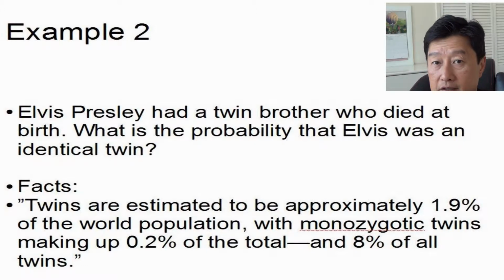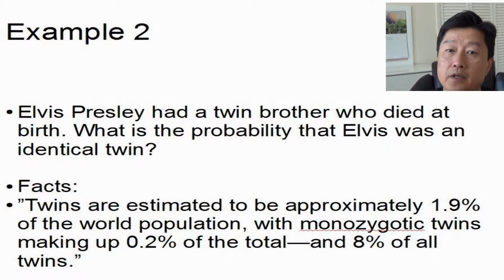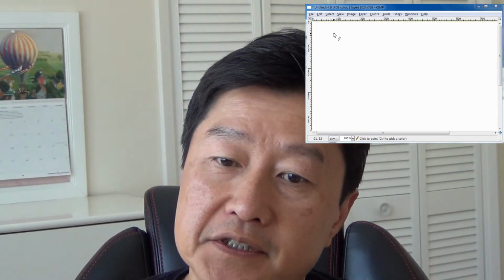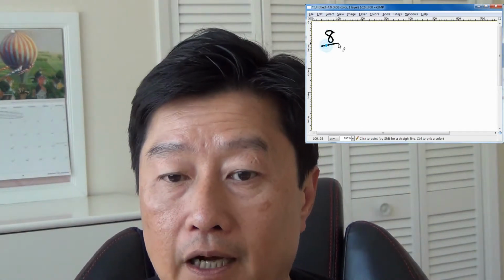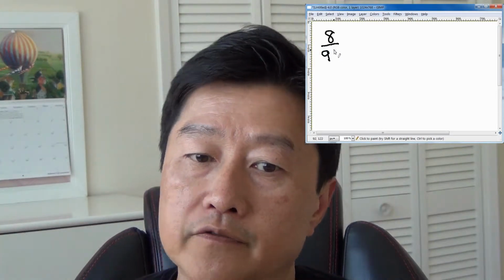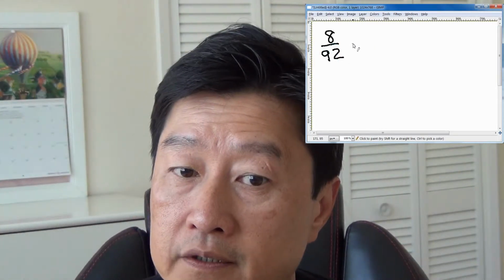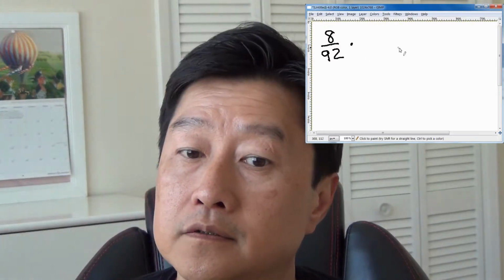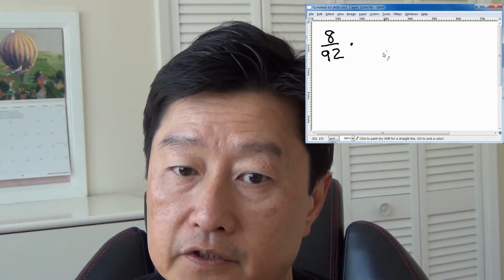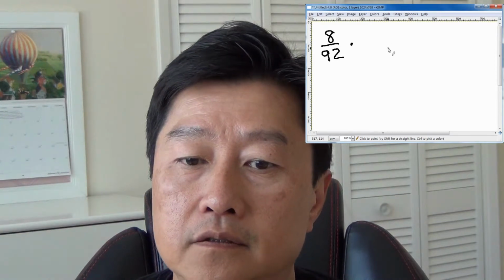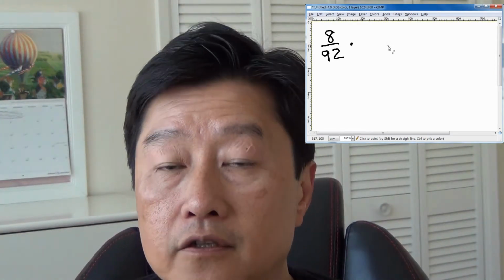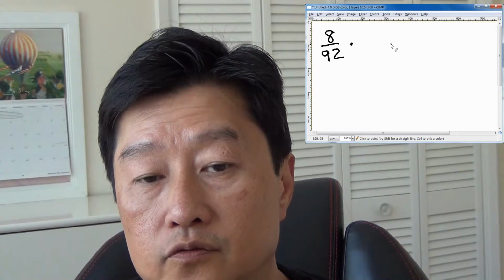You need the following facts. Twins are estimated to be approximately 1.9% of the world population, and monozygotic twins, or identical twins, make up about 8% of them. So 8% of all twins are identical twins. If you calculate the odd, 8% of twins are identical twins and 92% of twins are fraternal twins. So the odd is 8 to 92.